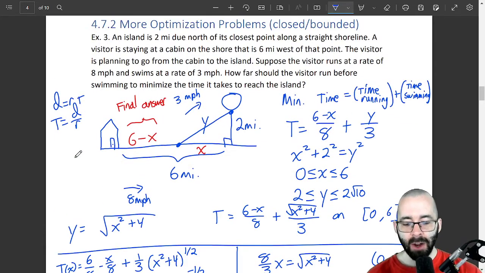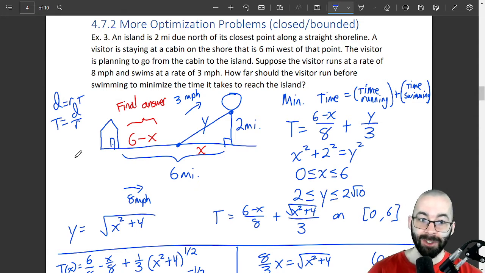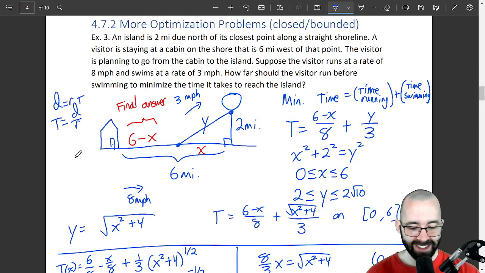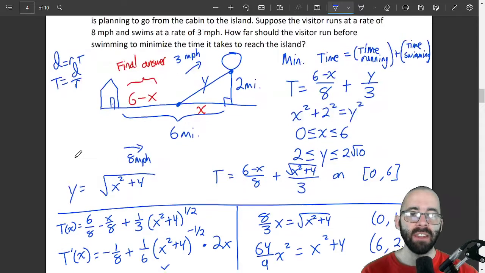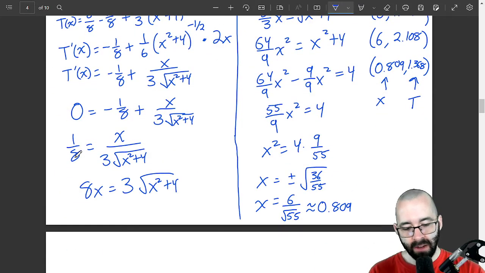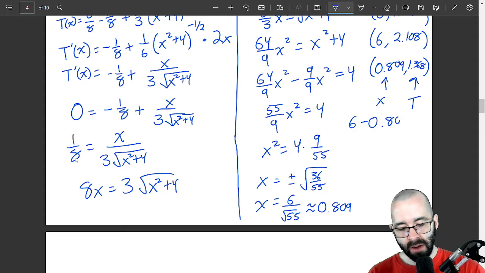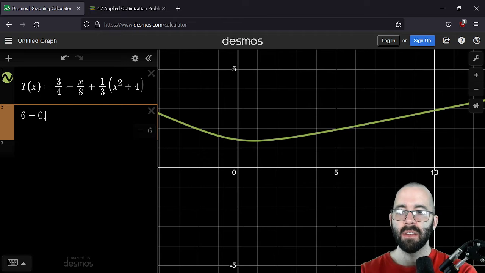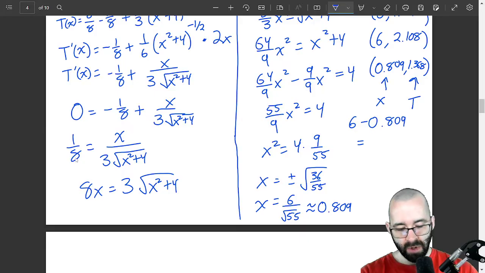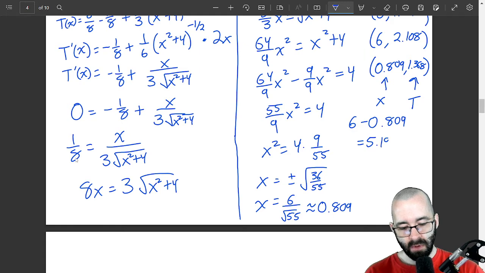But remember, we don't actually care about x. The reason why we called x this is it made the problem much easier. If you don't believe me, try it with x being the other one. We really care about 6 minus x. 6 minus x is how far we're running. So what's 6 minus 0.809? I don't want to do that in my head. 5.191. So this is how far we need to run.